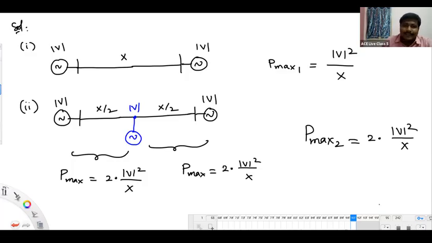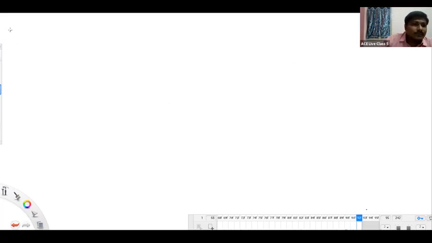In the next case, they want to keep the source at 75% distance. So I am showing the third case now. This is your original network first.